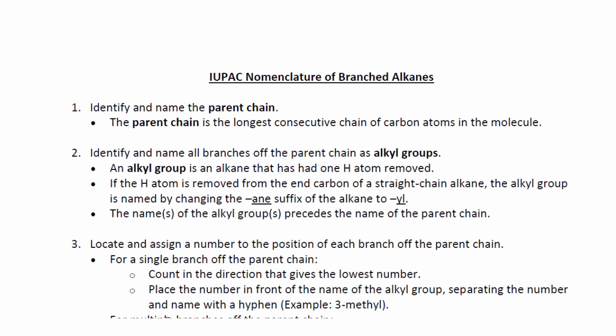It tells us that we are going to identify and name all of the branches off the parent chain as alkyl groups. We talked about this last class period. An alkyl group is an alkane that has had 1 hydrogen atom removed. The hydrogen atom is removed from the end of the chain. The name of the alkyl group then precedes the name of the parent chain. What does it mean if it precedes? Comes before. So the name of this is going to be methylpentane. So methylpentane is the name that we give to this.